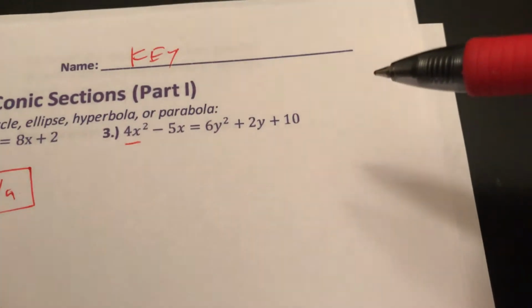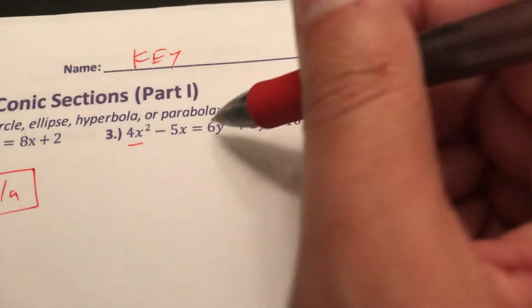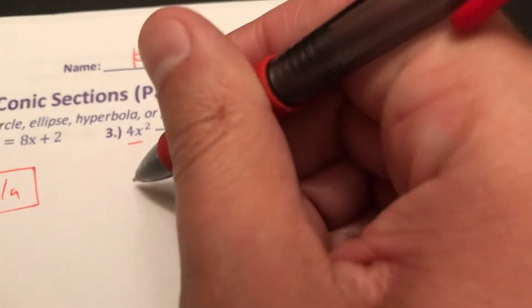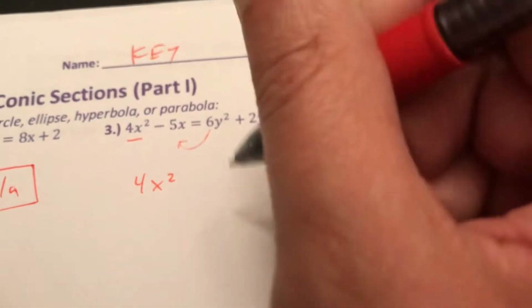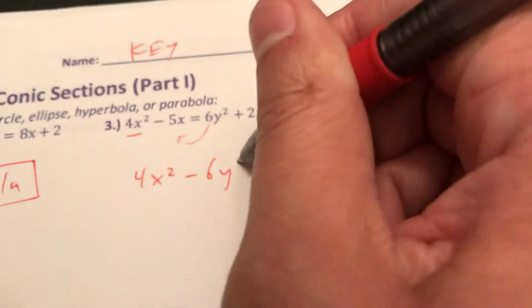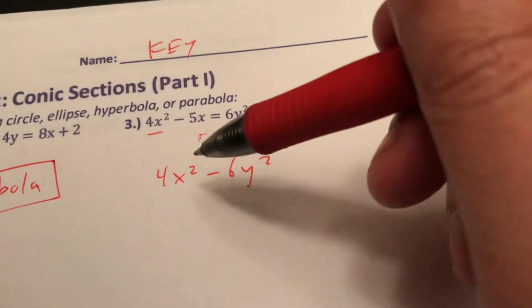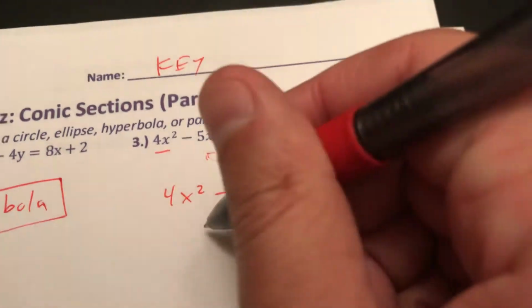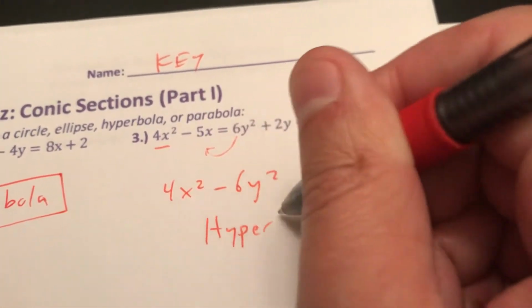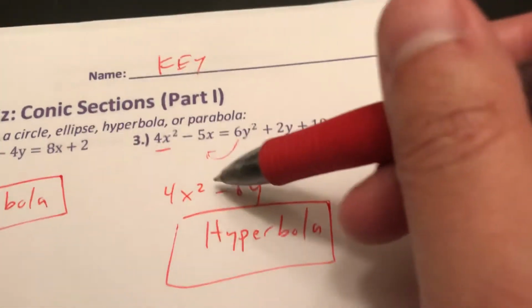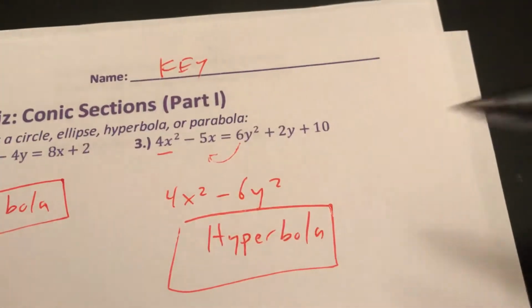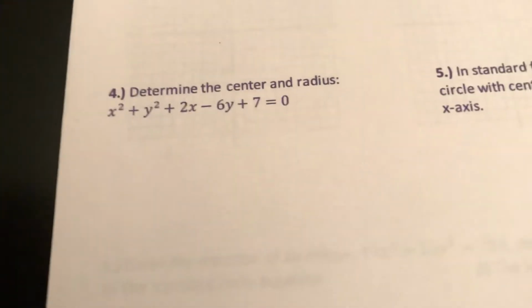Number 3, we have a 4x squared term, and if I bring the y squared term over here, we would end up with a 4x squared, and we'd have a minus 6y squared. And since we're subtracting the squared terms here, this one would end up being a hyperbola. Okay, if we were adding the squared terms here and we had different coefficients, of course, it would be an ellipse. All right, moving on to number 4.